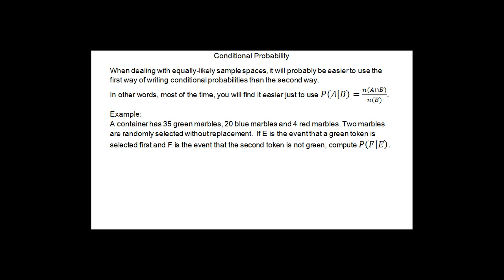Now let's go through and note some of the significant things. We know we're going to need them. First of all, if there are 35 green marbles, 20 blue marbles, and 4 red marbles, that means we have a total of 35 plus 20 plus 4, which is 35, 45, 55 would be 59 in all. That's going to be important. We're selecting without replacement. That means after the first one comes out, we don't put it back in before we select the second one.